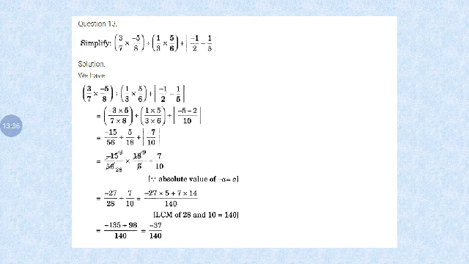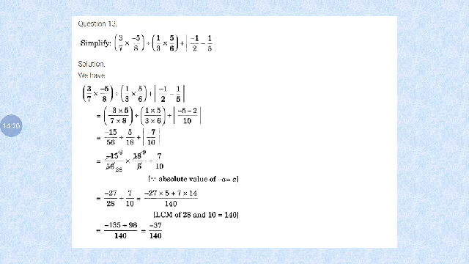Another one, simplify. 3 by 7 into minus 5 by 8 divided by 1 by 3 into 5 by 6, plus absolute value of minus 1 by 2 minus 1 by 5. So first one, multiplication. Multiplication means multiply the numerators and multiply the denominators. So 3 5s are 15, 7 8s are 56. Minus into plus is minus. Minus 15 by 56. First one completed. Second one, 1 by 3 into 5 by 6.